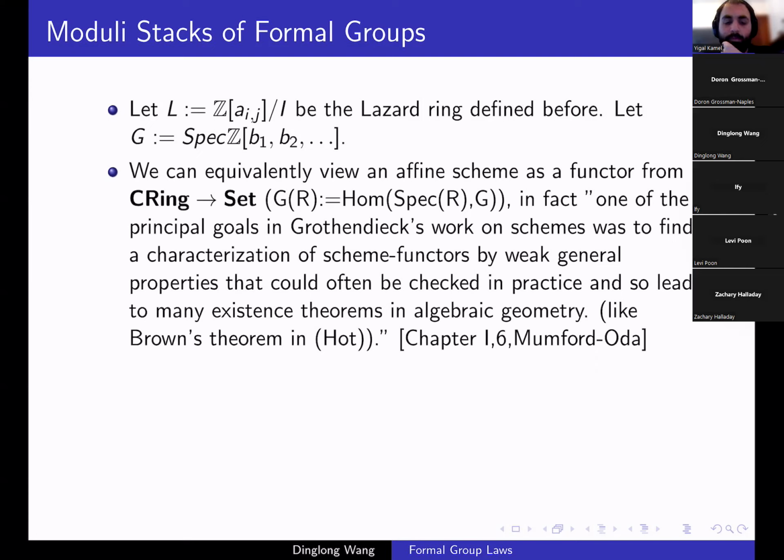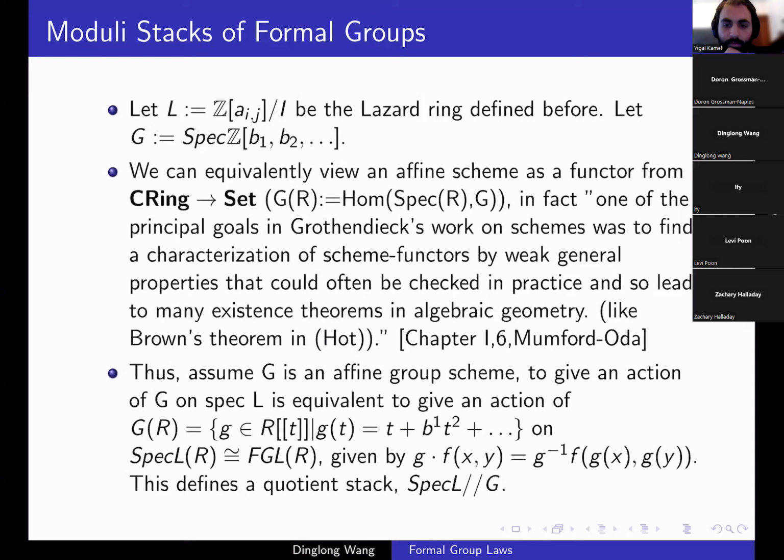This is similar to Brown's representability theorem. And if you're interested, this is in chapter 1, section 6 of Mumford and Oda's Algebraic Geometry 2. And thus assume G is an affine group scheme. To give an action of G on Spec L is equivalent to giving an action of G(R) on Spec L(R), which is exactly the formal group laws, given by g · F(x,y) to be g^{-1} F(gx, gy).